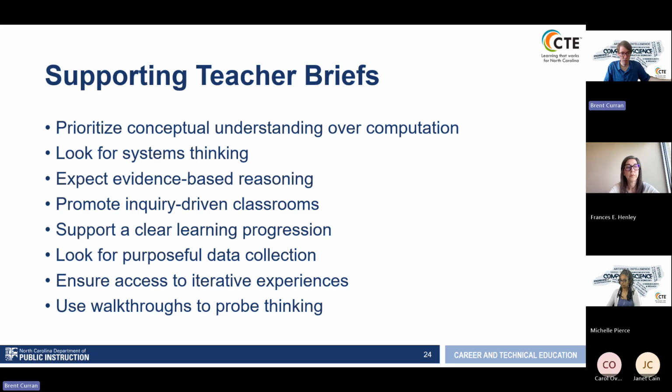So supporting teacher briefs, prioritize conceptual understanding over the computation. So students should be able to explain, not just calculate formulas. Look for systems thinking. Instruction should connect the structure, power, and mechanisms. We don't want to teach them in isolation. Evidence-based reasoning. Students should justify decisions using data from their testing. Promote inquiry-driven classrooms. Learning should center on investigation and experimentation, not lecture-heavy delivery.